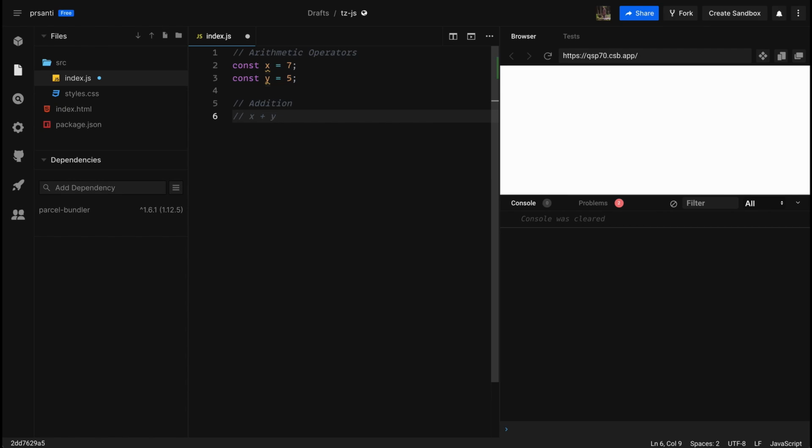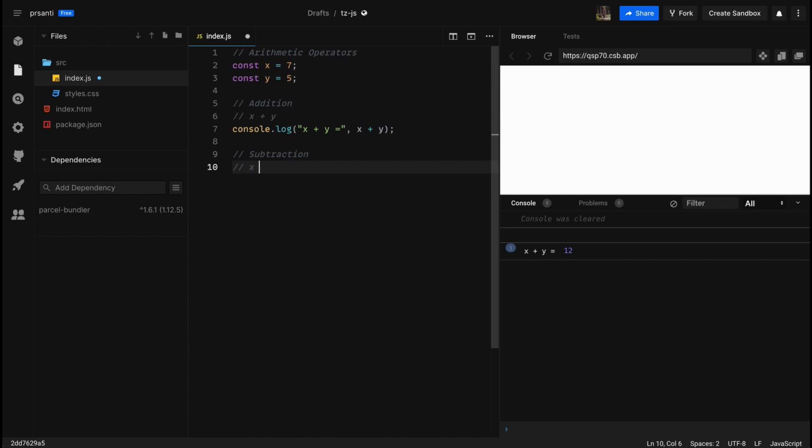In this case, I've already declared two variables, x and y, equal to 7 and 5 respectively, and I can console log the result of these two numbers together, just like so. The next operation is subtraction.